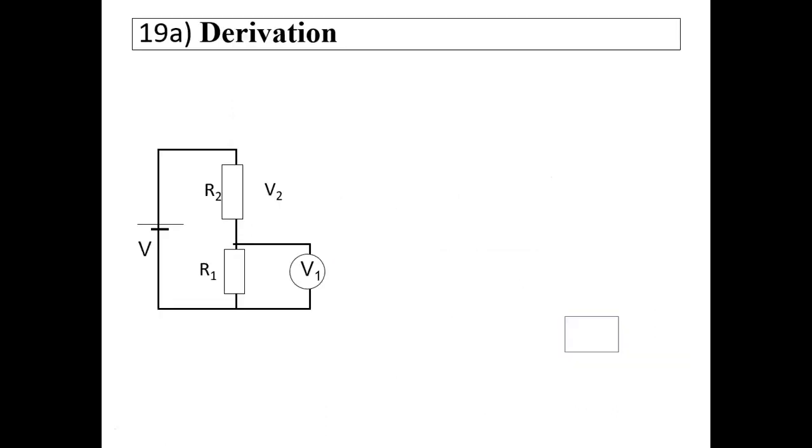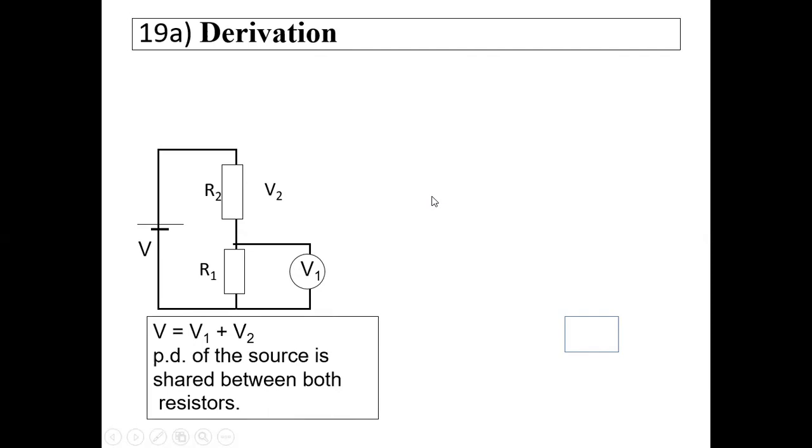Just know how to use the formula, the derivation. That's your cell. That's your R1, R2. So across R1 is a potential difference. I just use a voltmeter to measure the potential difference across R1. And then across R2 is just your V2. So you must know from Kirchhoff's law, V equals V1 plus V2. That's your Kirchhoff's second law.